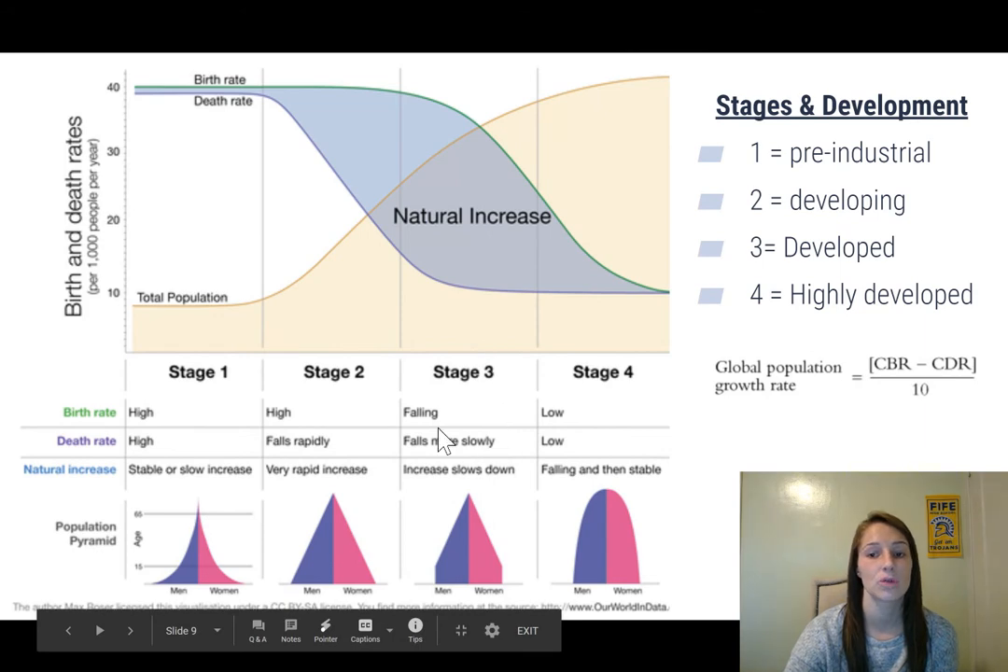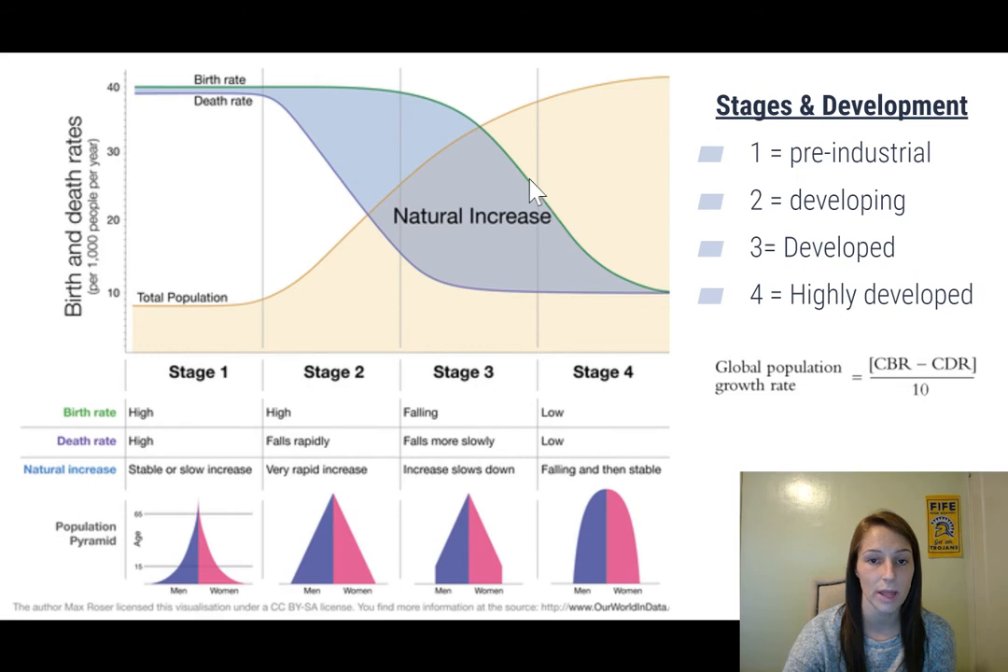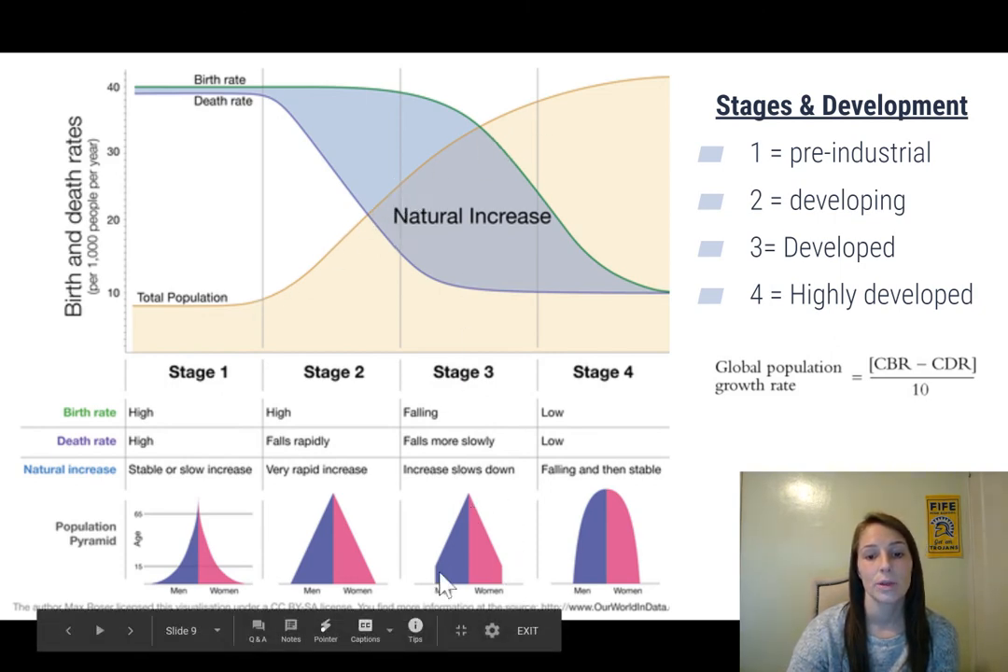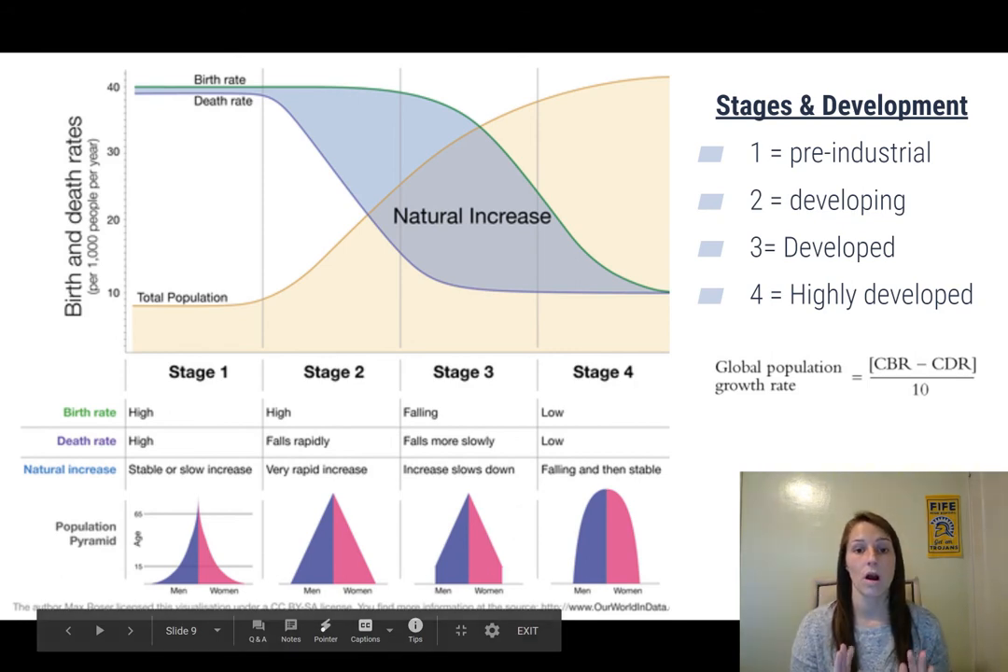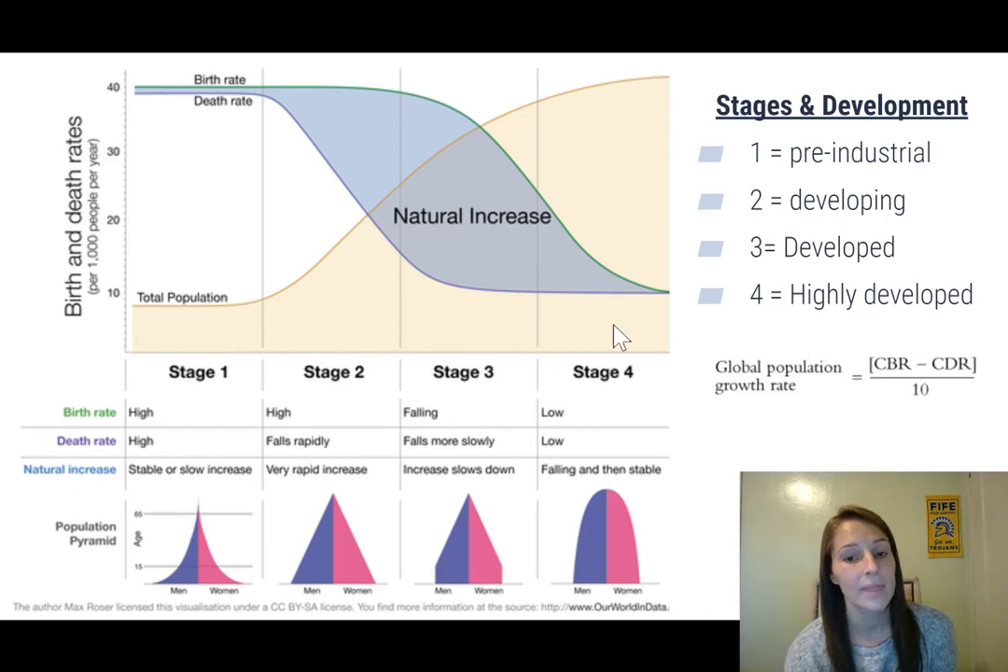Then we go into stage 3, which is developed countries. The birth rate, we're going to see it's starting to fall here. And the death rate, it's falling, but more slowly because we're getting to natural death rates. And the total population is increasing, but the rate is slowing down. So if you look here, this is pretty exponential growth, and this is starting to level off a little bit. So with these countries, we're going to start to see more of that house shape for our population diagram.